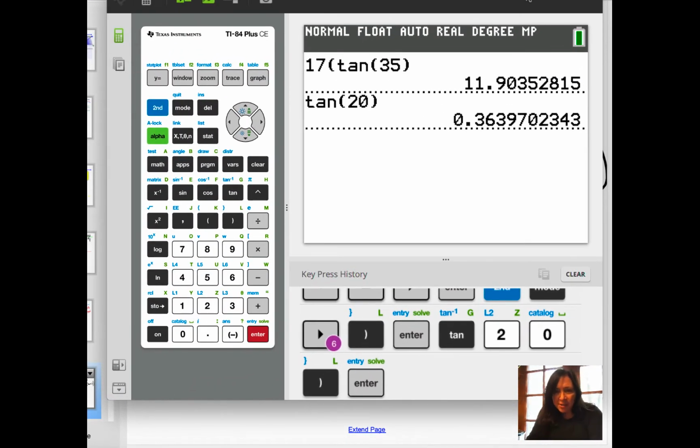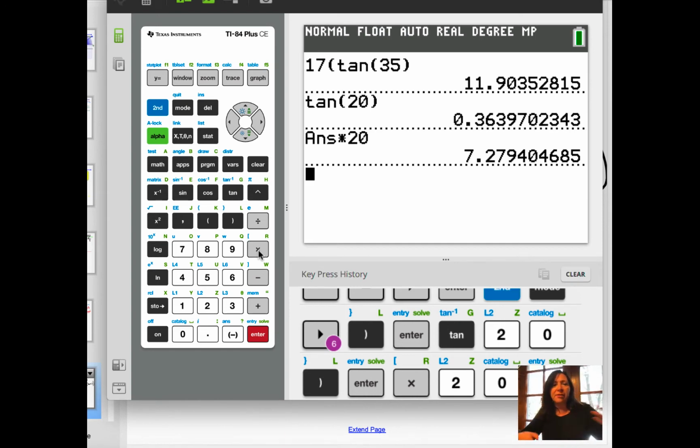So then I'm going to just hit multiply down here on the right, multiply my answer by 20, and I get 7.279. So I'm going to round to the nearest hundredth, which is the 7, to look to the right of the 7. And if that number is higher than 5, then the 7 becomes an 8. So 7.28. So I'm going to go back to my slides.